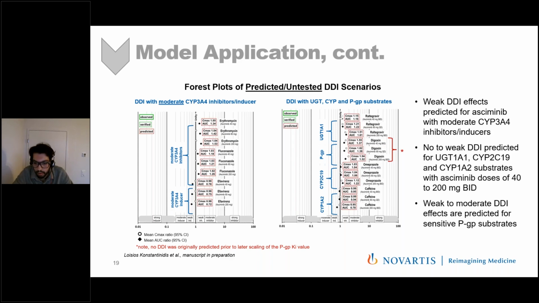And also there were weak to moderate DDI effects predicted for selective PGP substrates once the in vitro in vivo extrapolation for the PGP inhibition properties was established. Just as a side note, there will be another slide just after that explaining that, but originally our PBPK model did not predict any effect with PGP substrates.